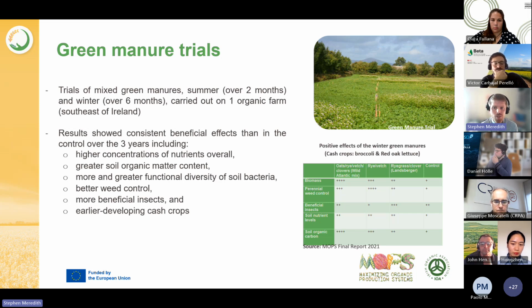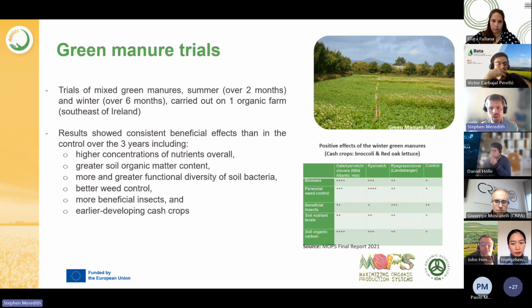And we were looking at this specifically in one farm in the southeast of the country over 3 years. So the trials included different green manures, both for summer and winter, with controlled plots, followed by cash crops of white cabbage and onions after the summer green manures, and broccoli and red oak leaf lettuce after the winter green manures. These were sown or transplanted 3 weeks after incorporation. So you had 3 years, 3 different types of green manures, 2 seasons, 2 different cash crops per season.